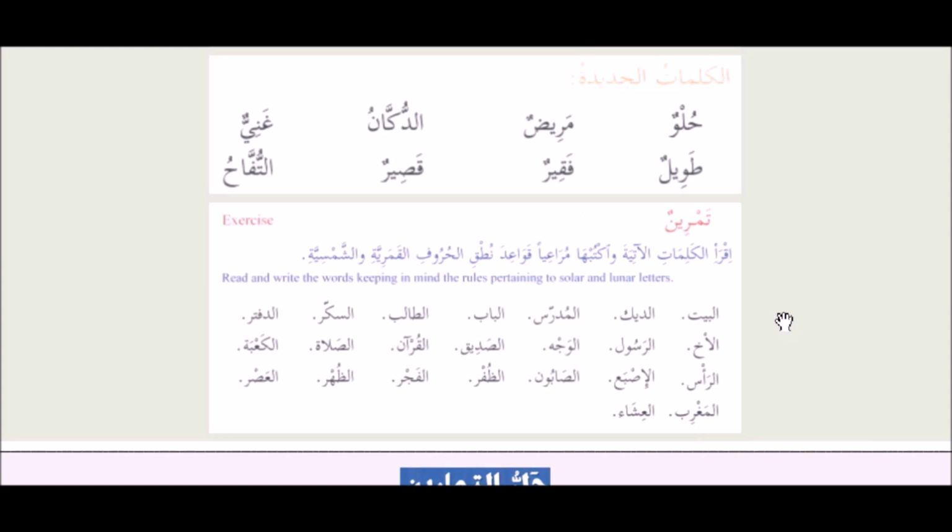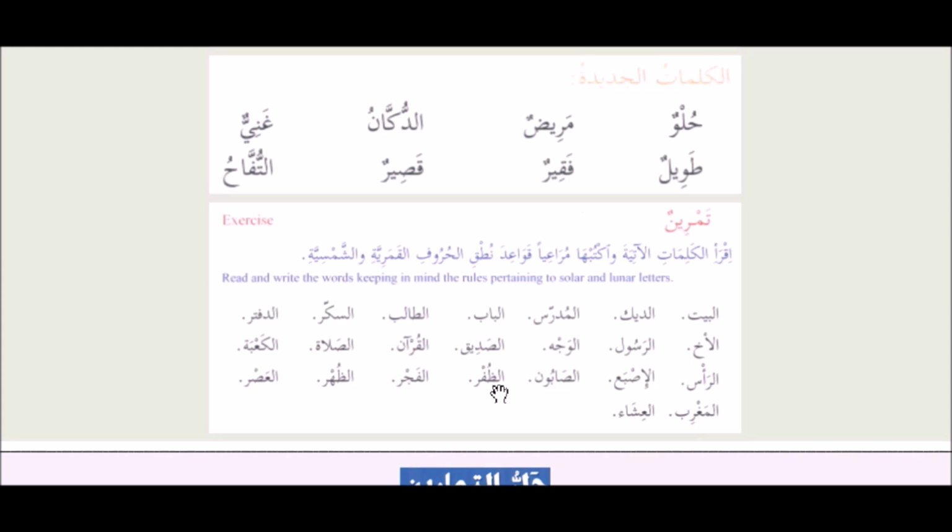Now these are the words which we have already used a lot of, just keeping the rules in mind that with the moon letters the Lam will be pronounced, and with the sun letters the Lam will not be pronounced. Al-Baytu, Ad-Diku, Al-Mudarrisu, Al-Babu, Al-Talibu, Al-Sukkaru, Al-Daftaru, Al-Akhu, the brother. Al-Rasulu, the messenger. Al-Wajhu, the face. Al-Siddiqu, the friend. Al-Quranu, Al-Salatu, the prayer. Al-Kabatu, the Kaaba. Rasu, the head. Al-Isbahu, the finger.